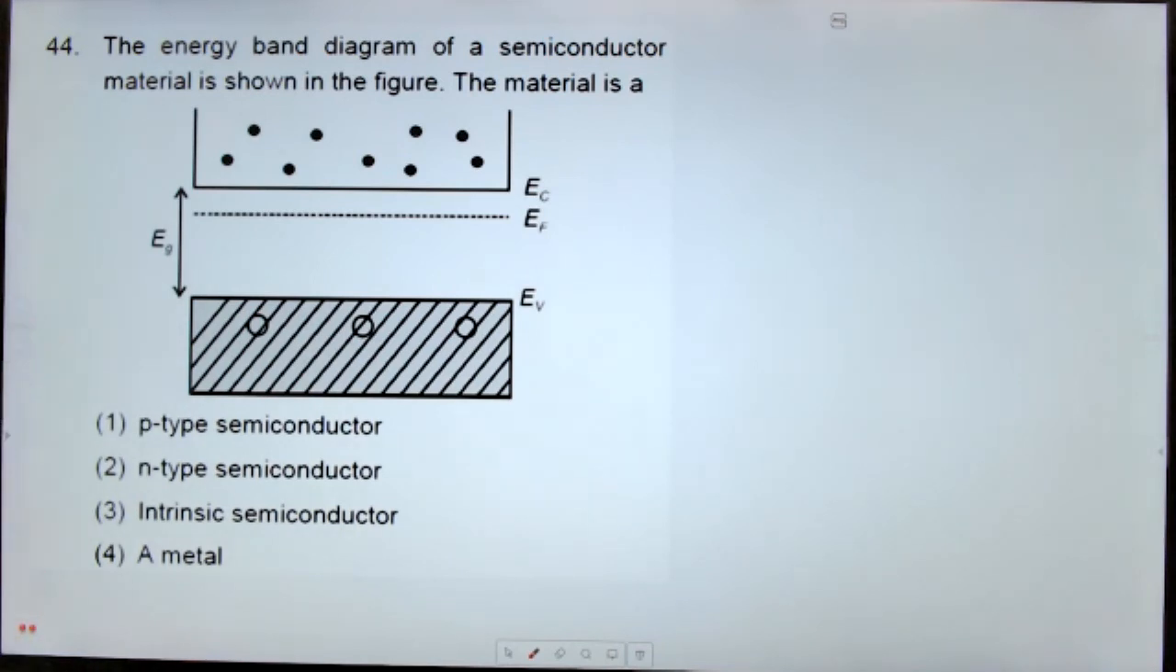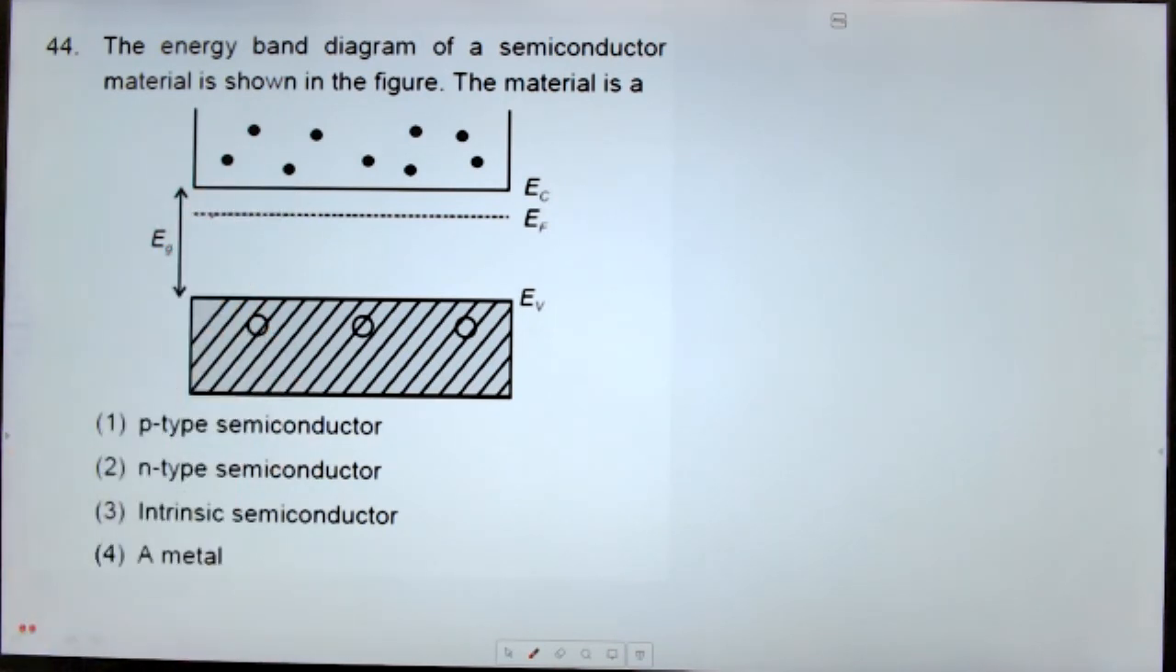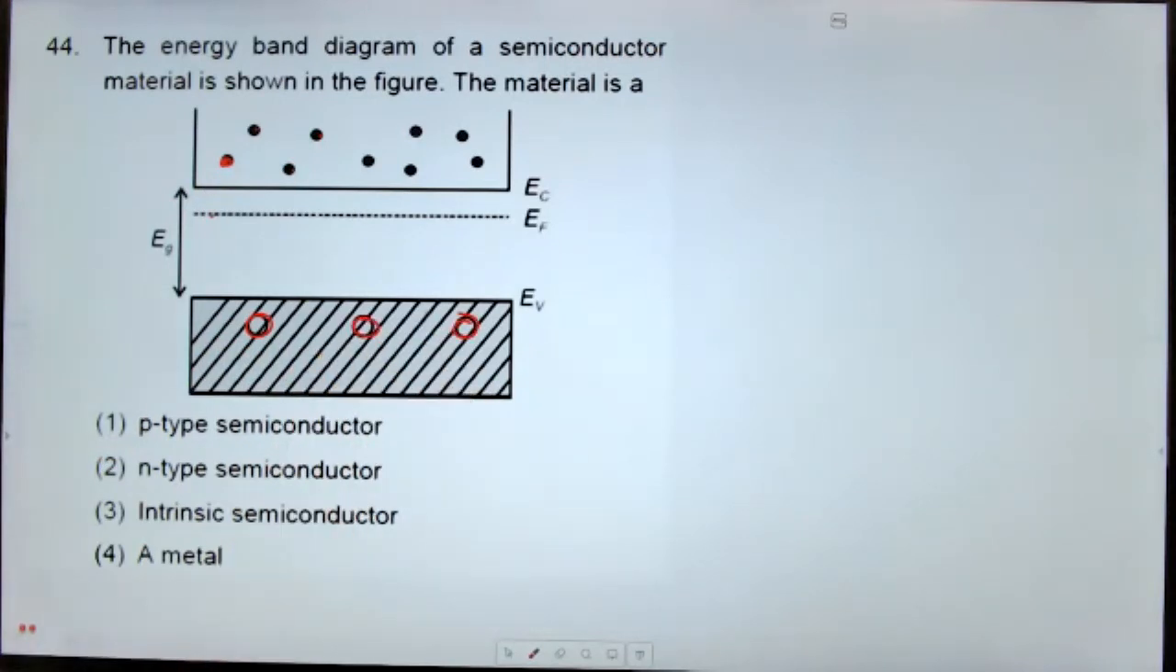Next. This diagram represents which type of semiconductor? Here the Fermi level is very near to the conduction band. In the conduction band, dots mean electrons, and these are holes. So electrons are there. Is it intrinsic, p type or n type? Which one do you have to select? This is not a metal, because for metal, the conduction band and valence band coincide or overlap each other. So this is not a metal, and not intrinsic. Here negative charges are more, so this is an n type semiconductor.